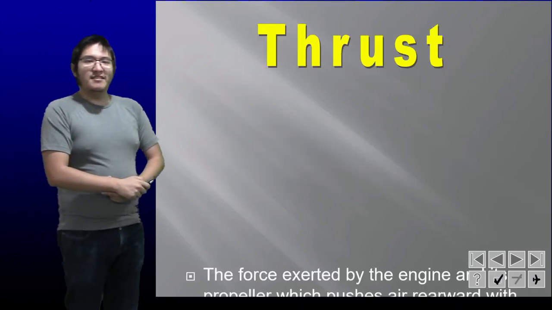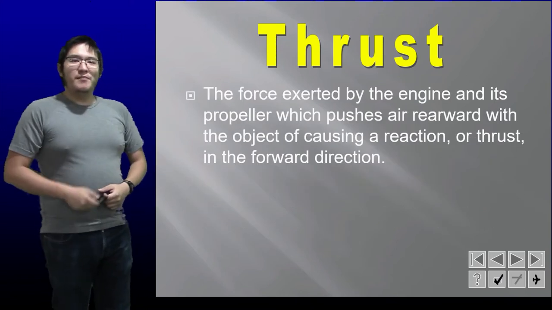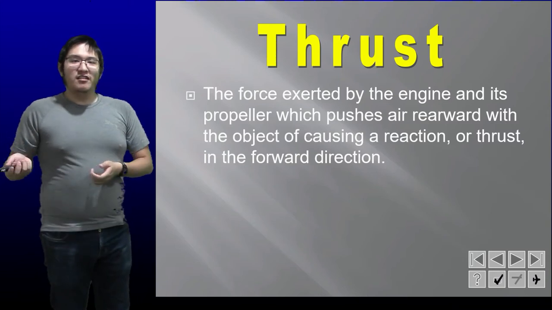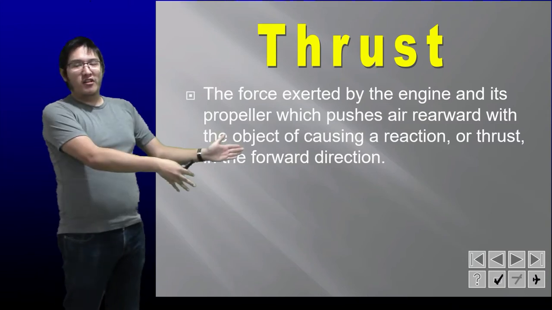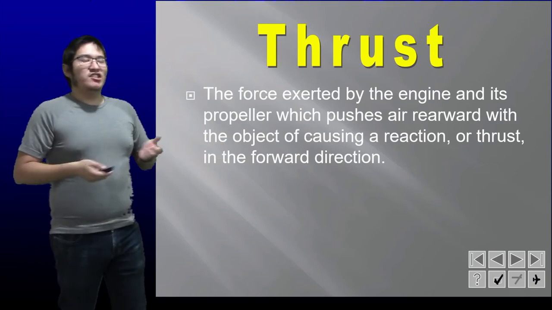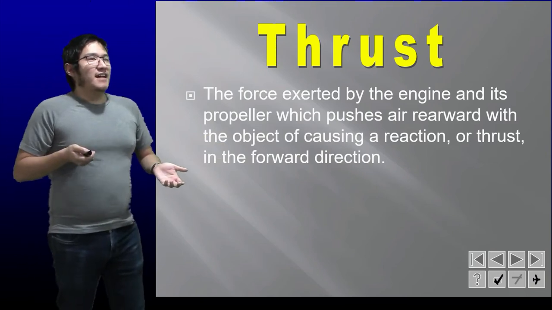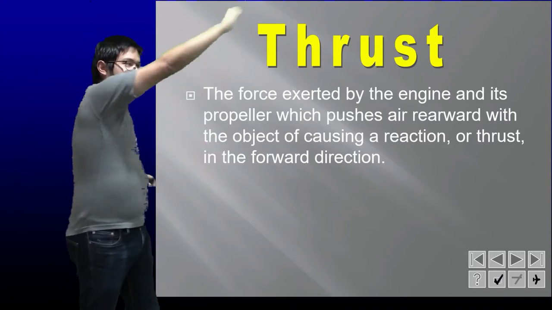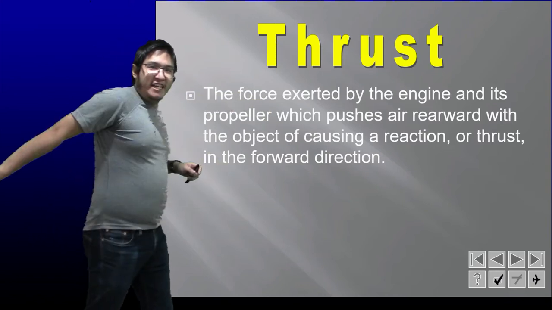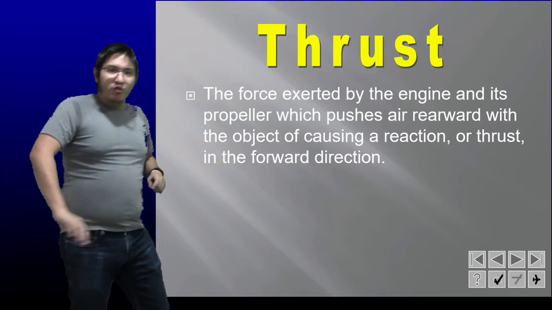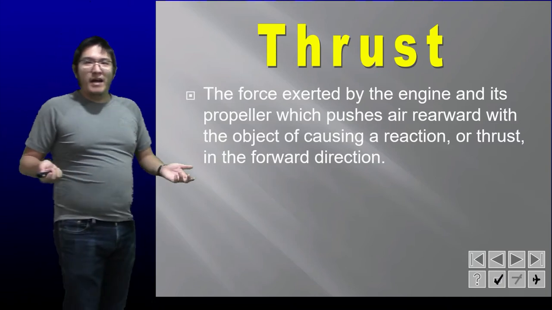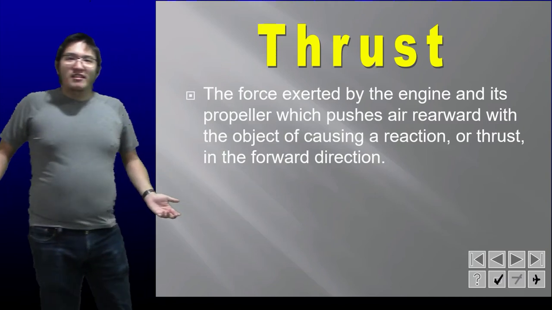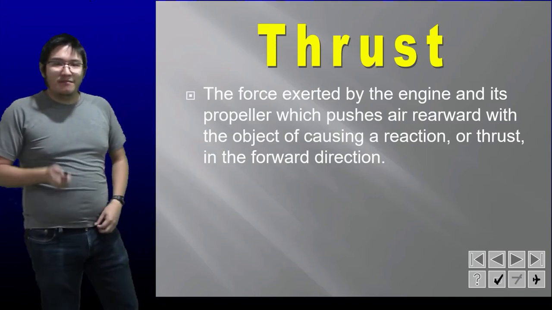Next up, we have thrust. So thrust is the force exerted by the engine and its propeller, which pushes air rearward, and the result is the object is thrown in the forward direction. A better way to think about it is like you're swimming. Whenever you're swimming, you're grabbing on a bunch of water and pushing it back. And the result is you move forward. It's the same thing with a propeller. A propeller grabs a piece of the air and throws it back. And the result is the airplane moves forward.